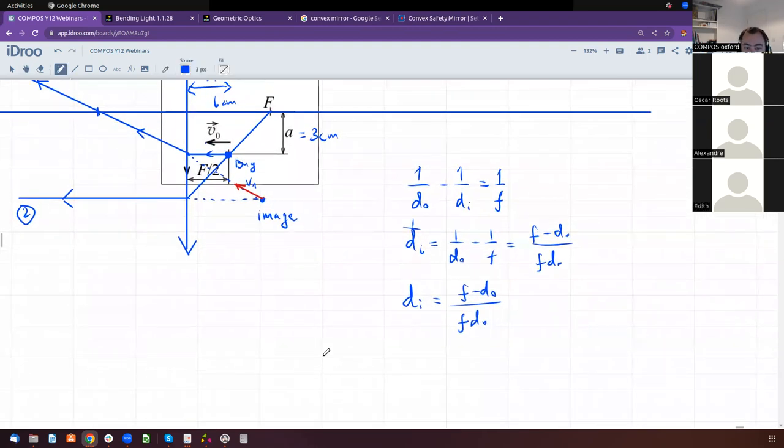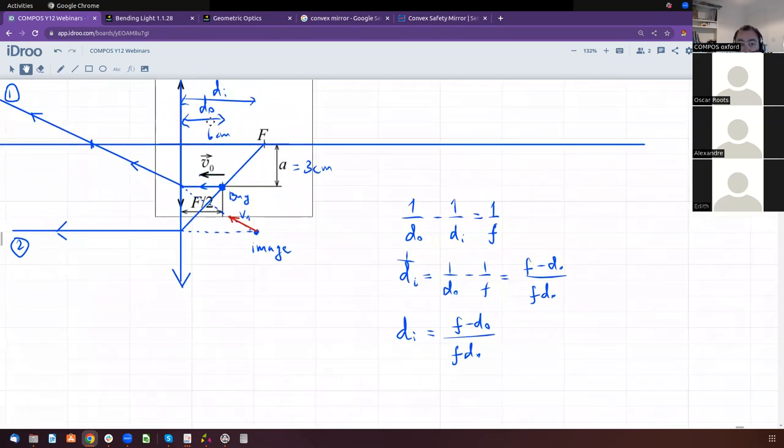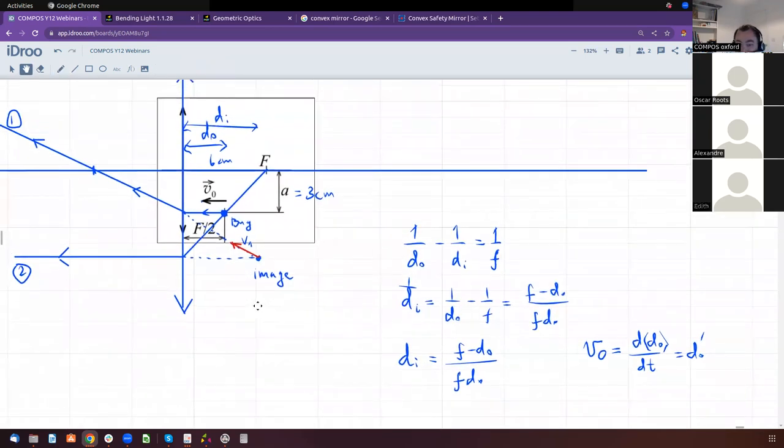Now, V0, the speed at which the bug is moving, is the speed at which the distance DO is changing. In other words, V0 is the derivative of DO with respect to time. That looks weird, but it's the derivative. So basically, it's DO prime, the rate at which DO is changing. That's the speed.